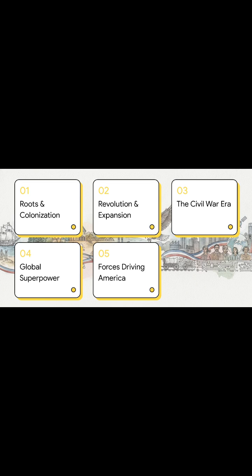Here is the roadmap for our journey. We've got 5 clear chapters: roots and early colonization, revolution and rapid expansion, the Civil War era, becoming a global superpower, and finally, the underlying forces driving America.